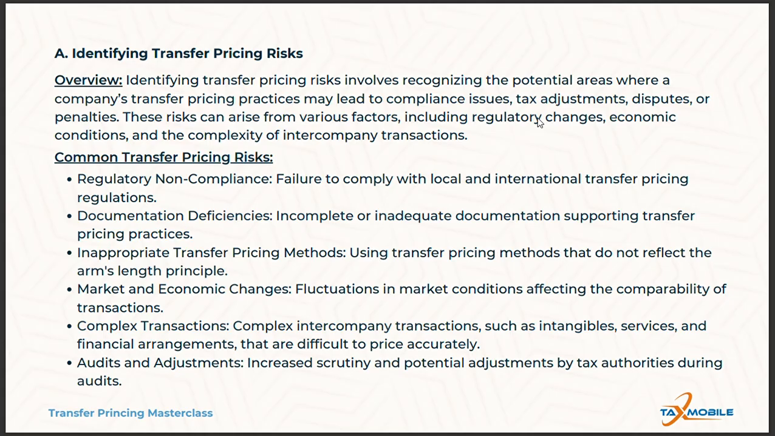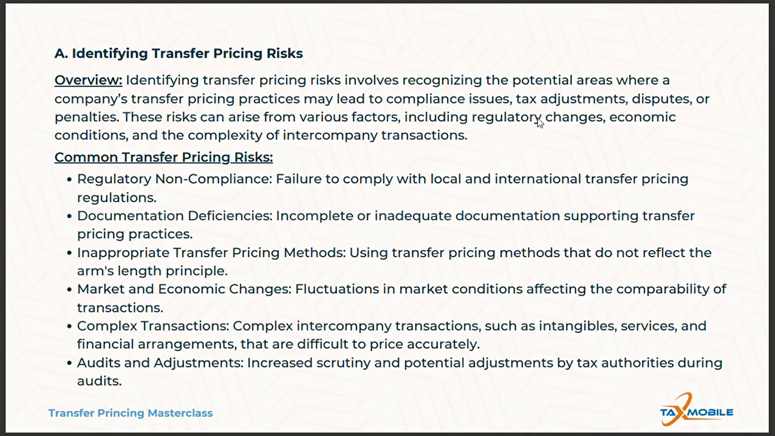So let us explore some common transfer pricing risks that companies need to manage. One, regulatory non-compliance. This occurs when a company fails to follow local or international transfer pricing standards or regulations, which can lead to audits, adjustments, and significant penalties. The second one is documentation deficiencies. Transfer pricing regulations require detailed documentation that supports the arm's length nature of transactions. Incomplete or inadequate documentation can increase a company's risk of penalties during a tax audit.